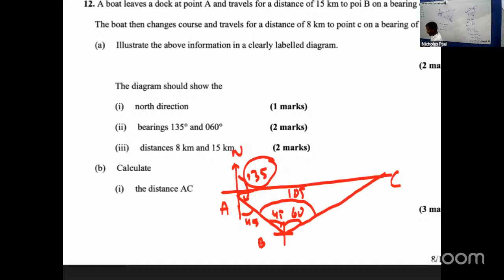So here is 15 kilometers and here is 8 kilometers. Before you go, we have 2 lengths and the angle in the middle. Which rule are we using? 2 lengths and the angle in the middle. What did we use to find here? Cosine rule.